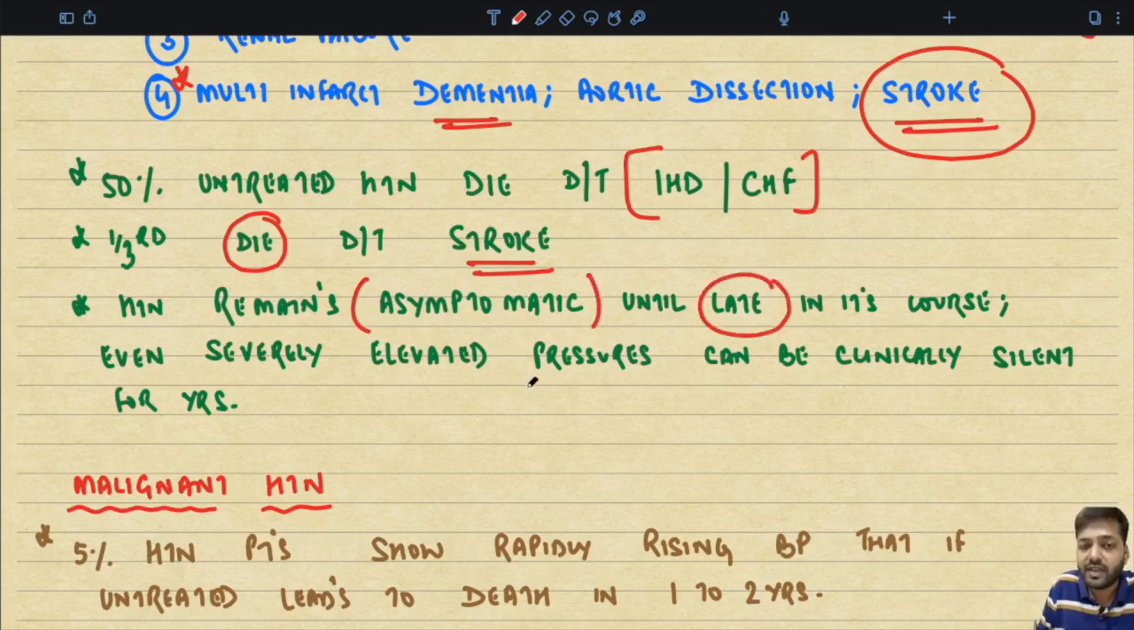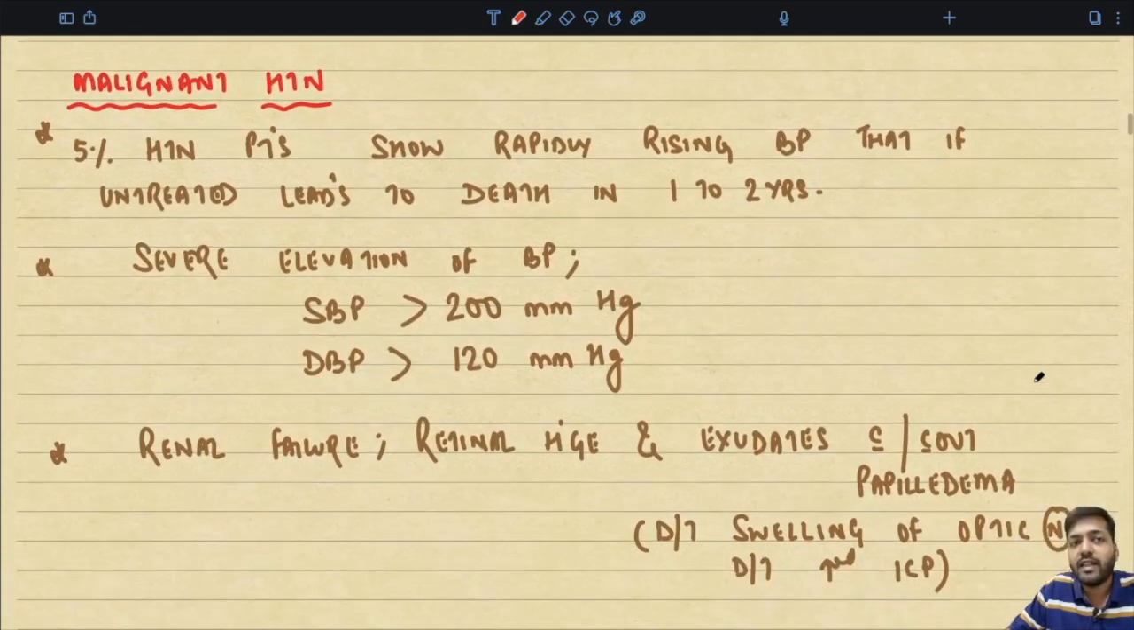Even severely elevated pressures can be clinically silent for many years. So it is very important to get a regular checkup and to measure your blood pressure regularly. There is one more entity that is called malignant hypertension. So what is malignant hypertension?